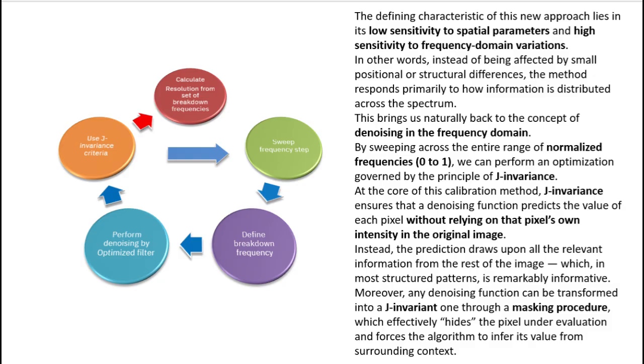Instead, the prediction draws upon all the relevant information from the rest of the image, which in most structure patterns is remarkably informative. Moreover, any denoising function can be transformed into a J-invariant one through a masking procedure, which effectively hides the pixel under evaluation and forces the algorithm to infer its value from surrounding context.